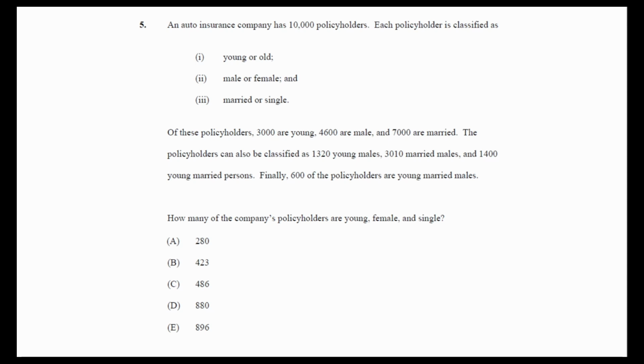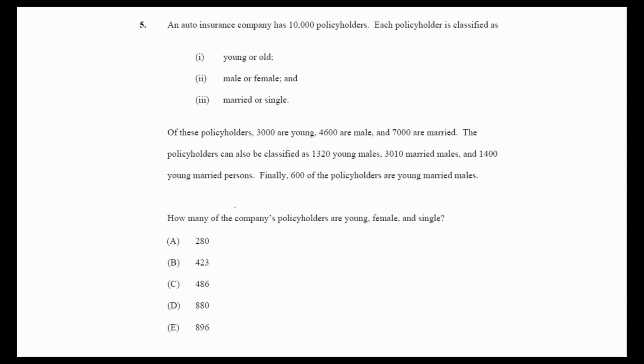The trick is that in this Venn diagram question, there are going to be 3 circles. Even though you can have young or old, male or female, married or single, each one of these is going to be 1 circle. You just basically have to choose a side. So you're not going to make a circle for both young and old. You're just going to make a circle for either young or old.